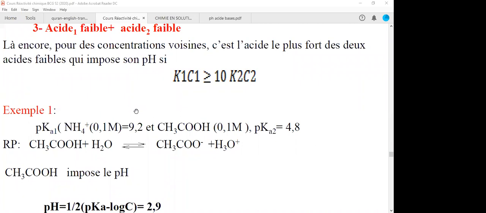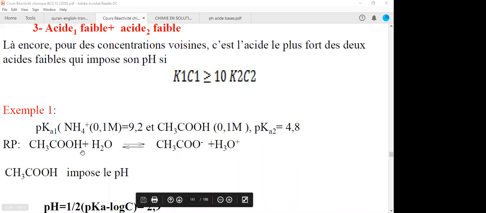Let's see an example so that you can understand it better. We've got NH4+, whose concentration is 0.1. This is an acid, and its pKa1 is 9.2. CH3COOH is another acid, and its pKa is equal to 4.8.